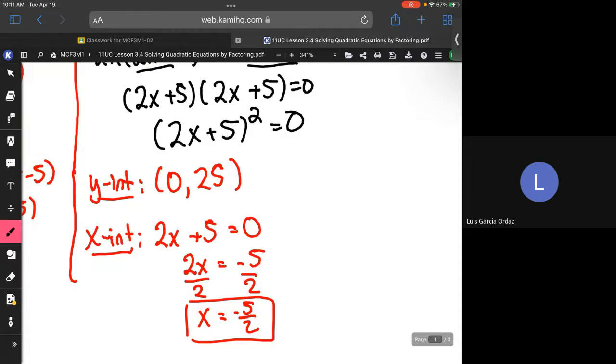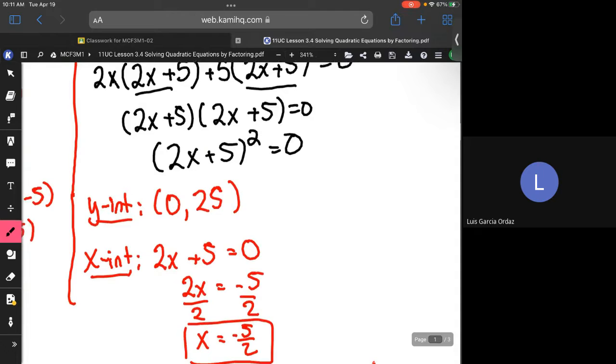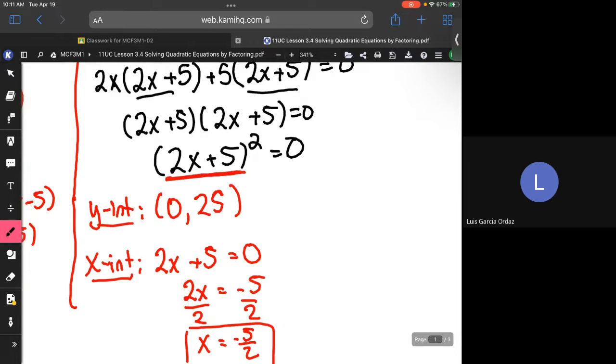Yes, Rita? So both x-intercepts would be -5. So when you have a perfect square trinomial, that x-intercept is also the same thing as your vertex. How do you know that? Because when you have a perfect square, it's telling me I only have one x-intercept, and because it's a perfect square, my graph is going to bounce off of that point, which makes it the vertex.